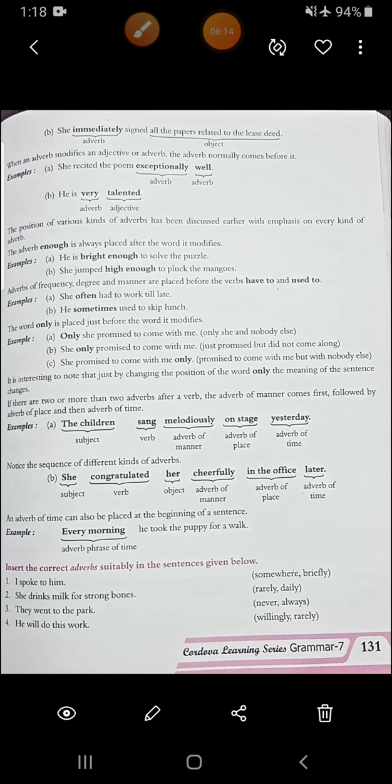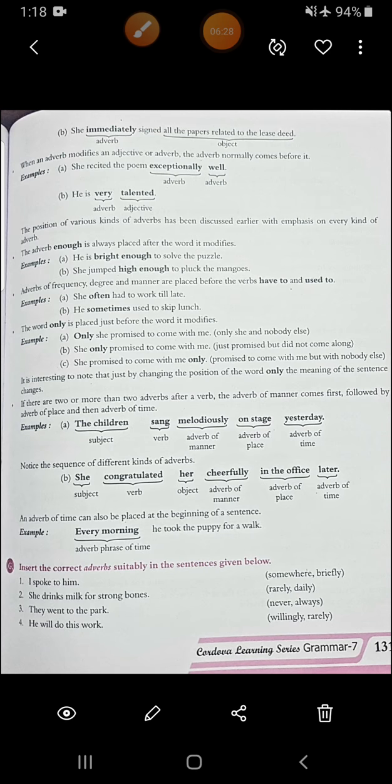Now see here, she immediately signed all the papers related to the lease deed. So all the papers related to the lease deed is an object which is very long. So in this case we will keep the position of the adverb before this object. Otherwise, if the object is small, then we will keep the position of the adverb after it. I hope this is clear. Then see the next point.